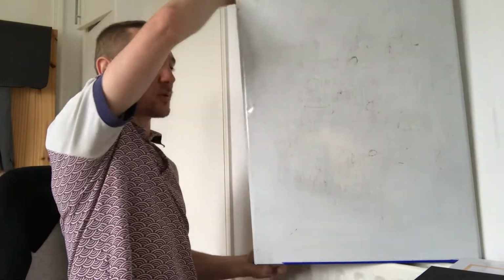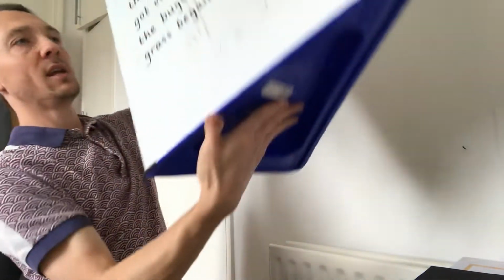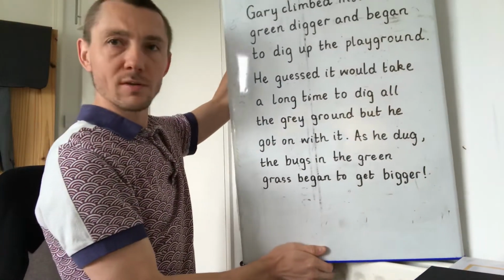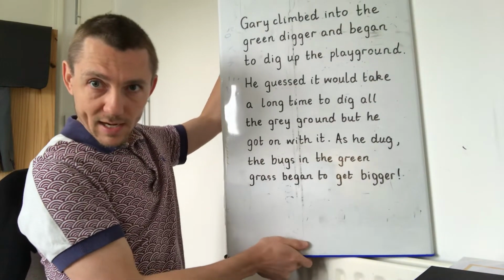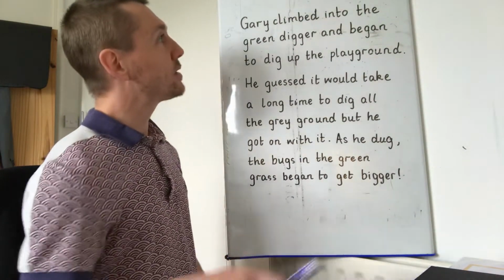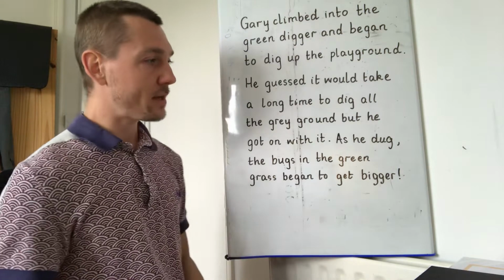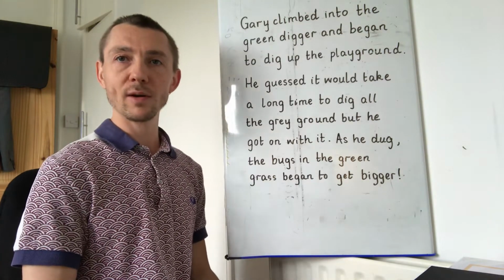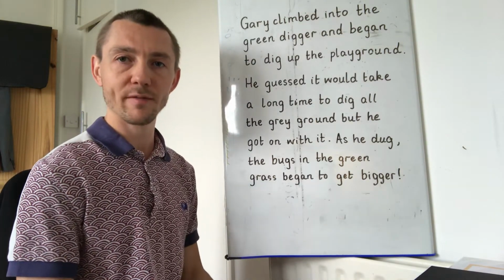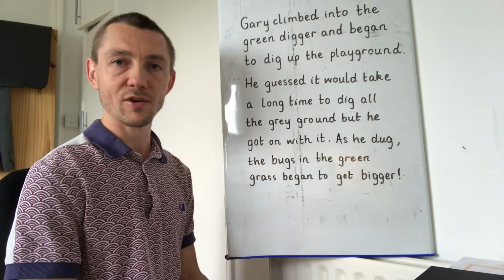So I'm going to turn over the board now. I've got the piece of writing ready, and your job now is to pause as soon as you're ready to read. So pause, have a look through and see what g sound spellings you can find and write them down in your own time. Off you go.